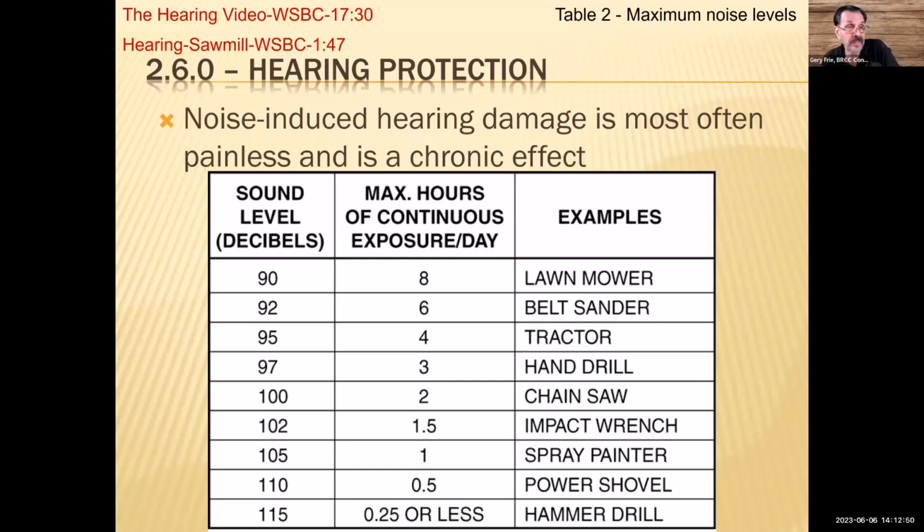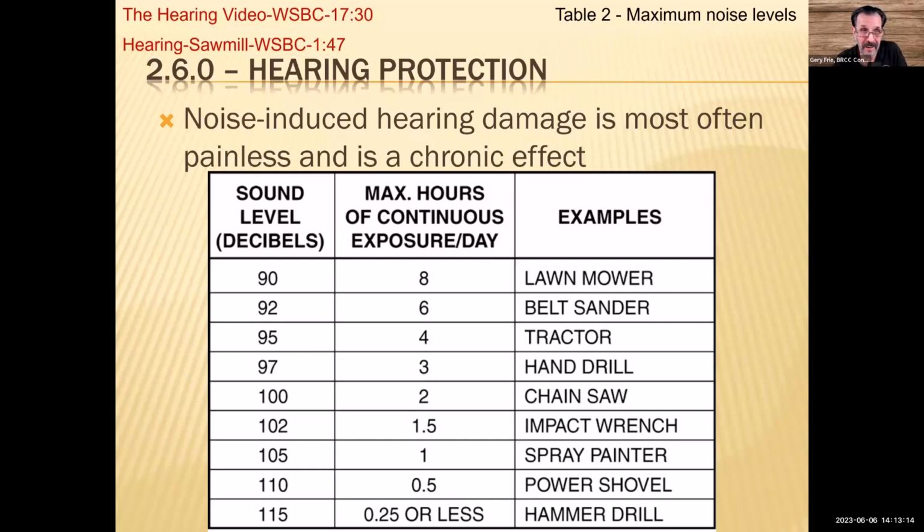Now, we measure sound in terms of decibels, but it's not a linear scale. It's a logarithmic scale. And what that means is that when you're looking at 90 decibels and 100 decibels of sound, there's 10 times more energy in 100 decibels than there is in 90 decibels. So there's a lot more energy as you go up this scale.